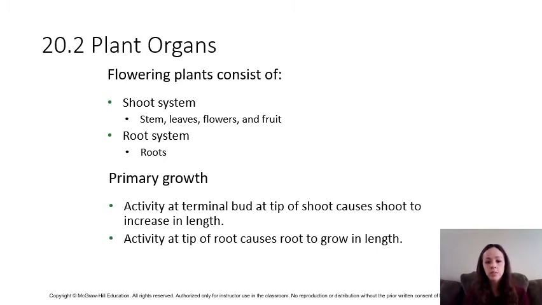At the tips of the roots and at the top of the plant are the apical meristems, which are those undifferentiated cells. And the apical meristem allows for primary growth. Primary growth just means that the plant is growing up and further up into the atmosphere, or growing taller, or growing further down into the soil so that it can find the nutrients and the water that it needs.